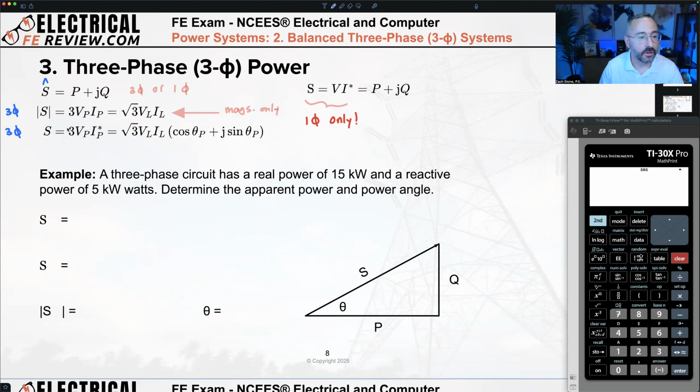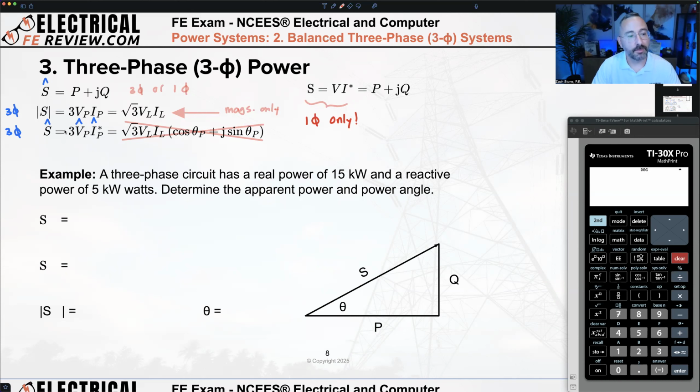And then this one down here: complex power equals 3 times complex phase voltage times the conjugate of the complex phase current, or it equals this formula right here. I'm going to recommend trash this formula. Don't use it. You don't need to. It's confusing. You're more likely to make mistakes. Eliminate it from your mind. You'll never need to use it.